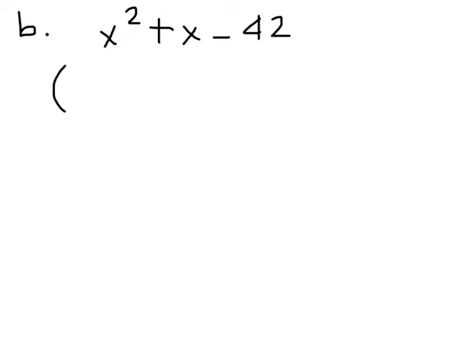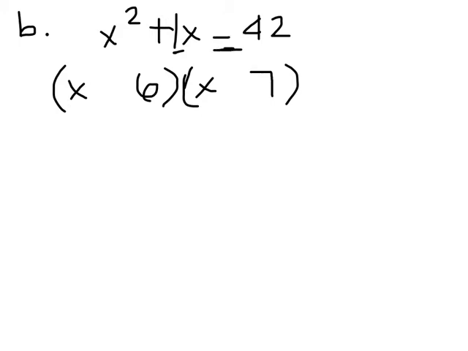Okay, in B, we've got x squared plus, let's say, 1x minus 42. Well, we know we're going to use, because this is a 1, we're going to use 6 and 7 again. We're going to have x here and x here. One of these is going to be 6 and one is going to be 7. It doesn't matter which one you put where. But now, in this case, I need one of each, a negative and positive, to give me a negative 42. Which one needs to be positive to give me a positive 1x? The 7 needs to be positive.